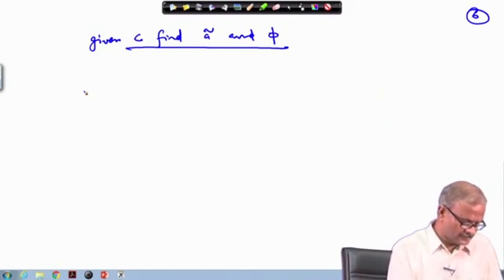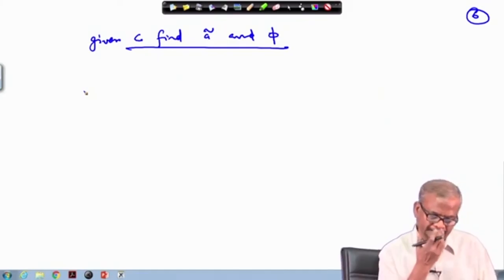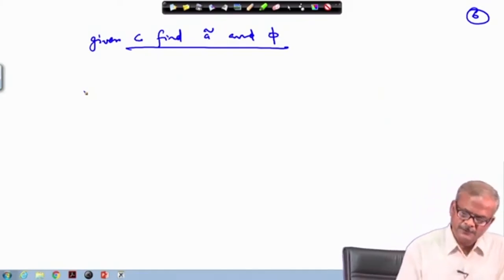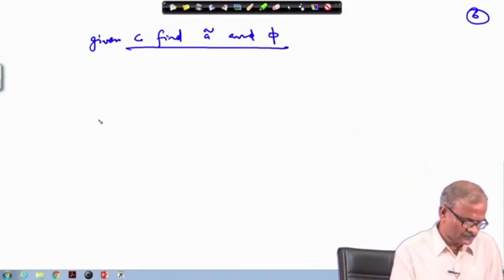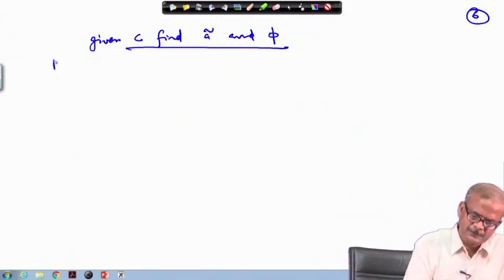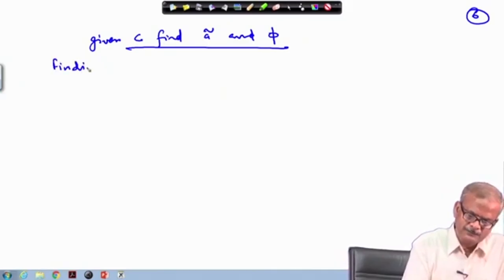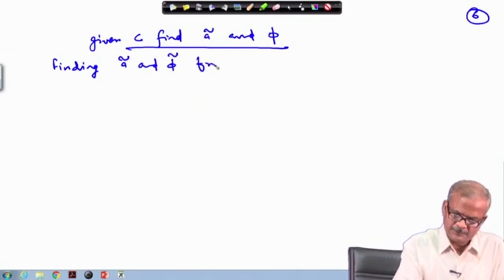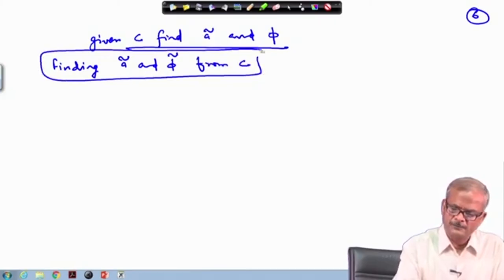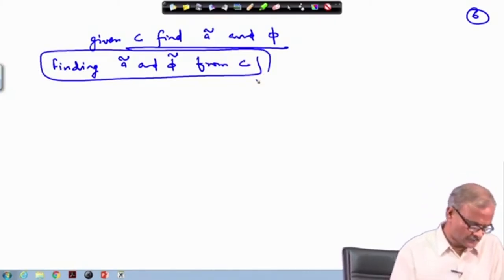Okay, so before we do this, or maybe we can continue with whatever we have been doing and we will return back to this problem. So, first we have the problem here, finding a tilde and phi from C. This is my problem which we need to sort out.